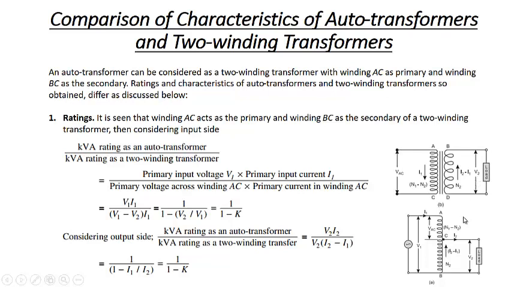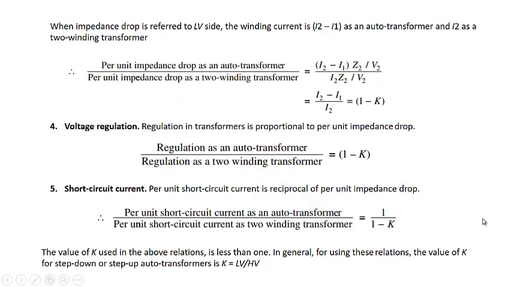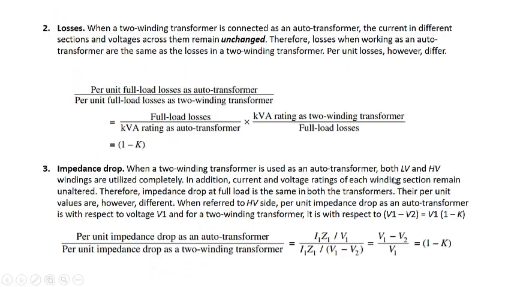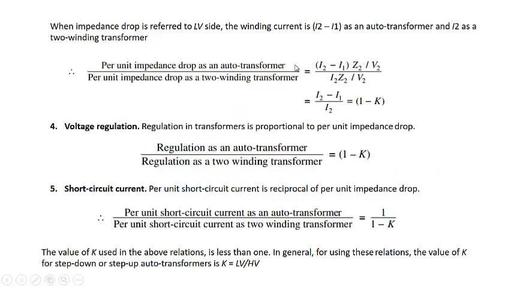So this will be in case of the auto transformer. In case of a 2-winding transformer, you will see that this will be slightly different. Per unit impedance drop of a 2-winding transformer will be equal to I2 Z2 divided by V2. So the ratio will be equal to I2 minus I1 divided by I2. This is also equal to 1 minus K. So voltage regulation of a transformer is proportional to per unit impedance. So regulation is proportional to impedance drop. It will also be equal to 1 minus K.